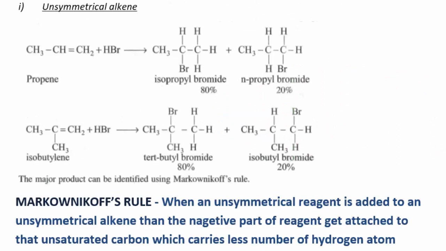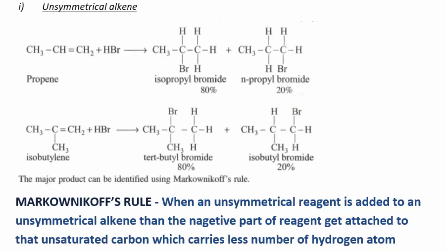Second is an unsymmetrical alkene. When we are reacting an unsymmetrical alkene with hydrogen halide, we get two different types of product. Out of these two products, one product is in the larger quantity and the second is in the smaller quantity. The product obtained in the larger quantity is known as the major product, and the one which is obtained in a smaller quantity is known as the minor product.